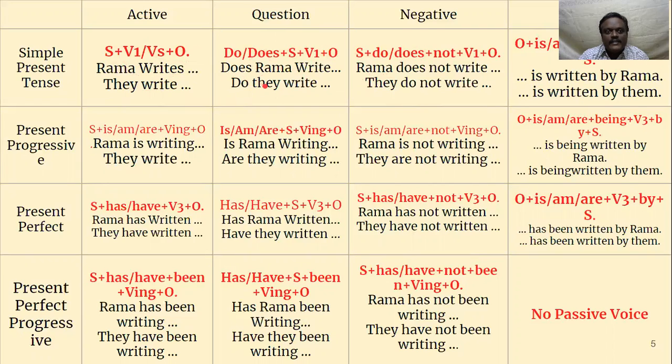In question, what happens? We have to bring the helping verb at the beginning of the sentence, before the subject. Here we have V1 or Vs, but the helping verb is not there. So wherever there is no helping verb, we have to use the do form. In simple present tense, we use do or does. Rama writes a letter is equal to Rama does write a letter. They write a letter is equal to they do write a letter.